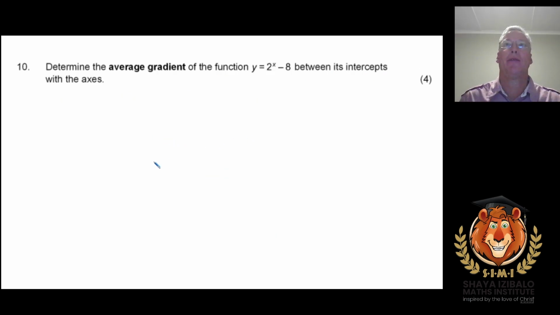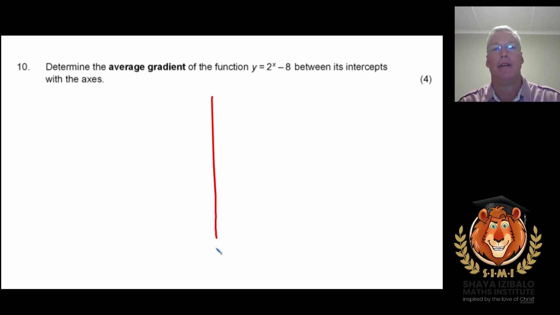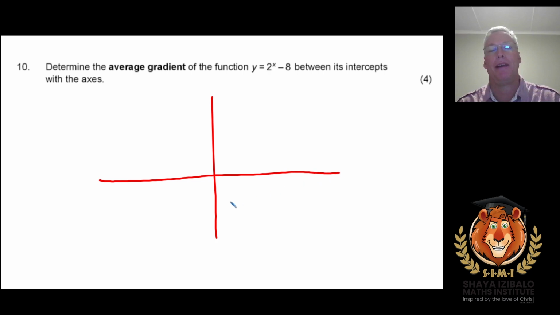Okay, so this next question is asking us to find the average gradient, and it's in bold there. Remember, average gradient has got nothing to do with calculus, actually, right? If we had to get a rough idea of what 2 to the x minus 8 looks like, it's actually an exponential graph that's been dropped down by 8. This asymptote is at y equals minus 8.